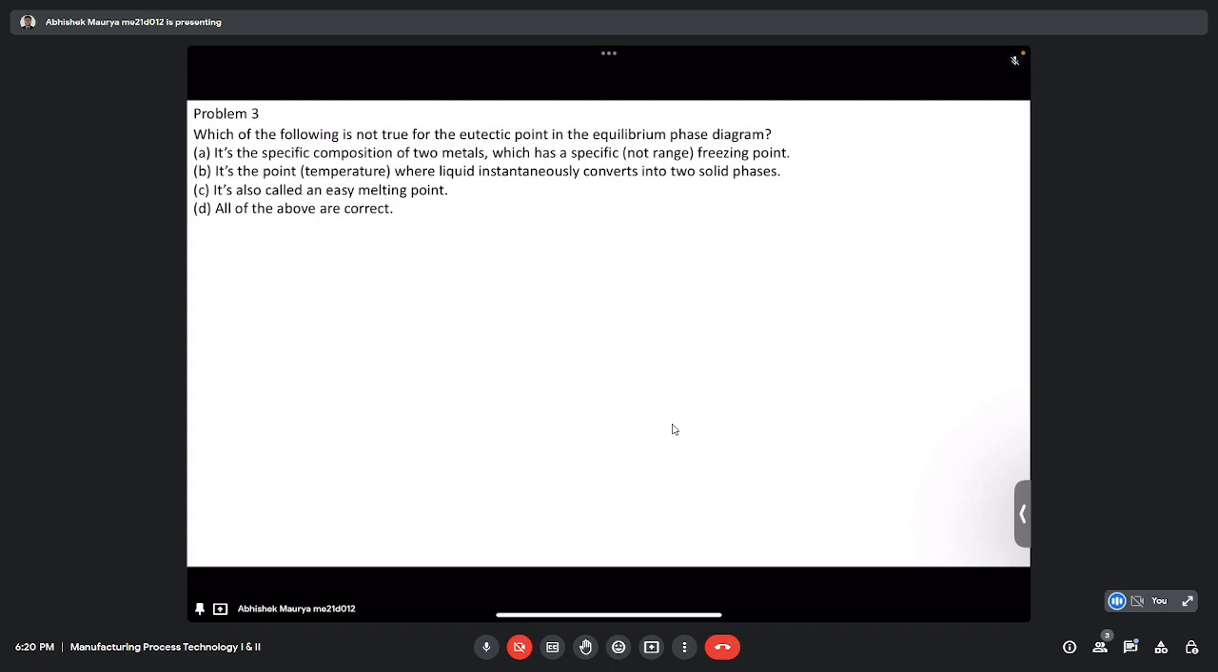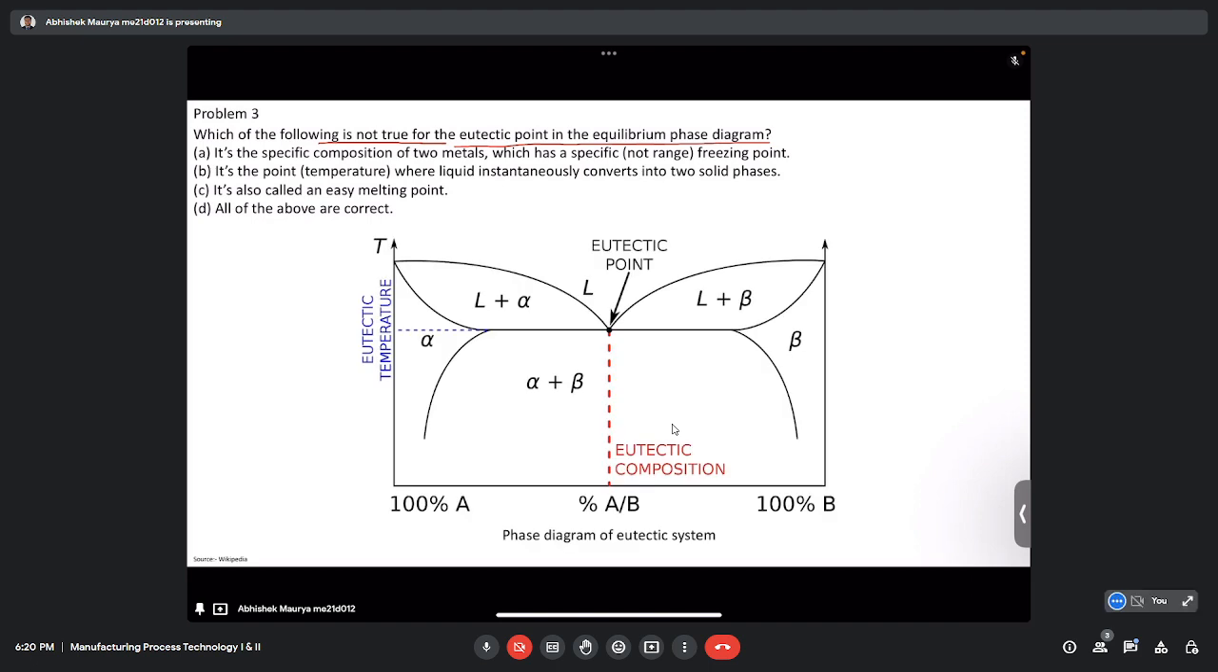So in this problem, which of the following is not true for the eutectic point in the equilibrium phase diagram? So let's try to see where the eutectic point is. If we take a eutectic system, it is also a system of two materials, A and B, but here it is a little different from the one I drew earlier.